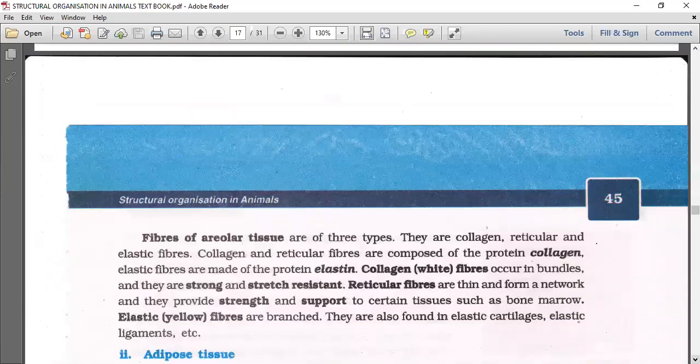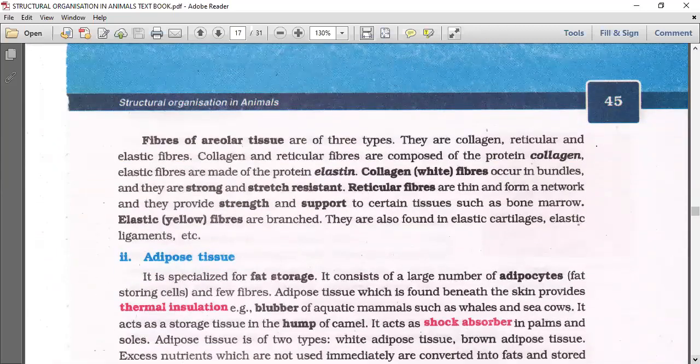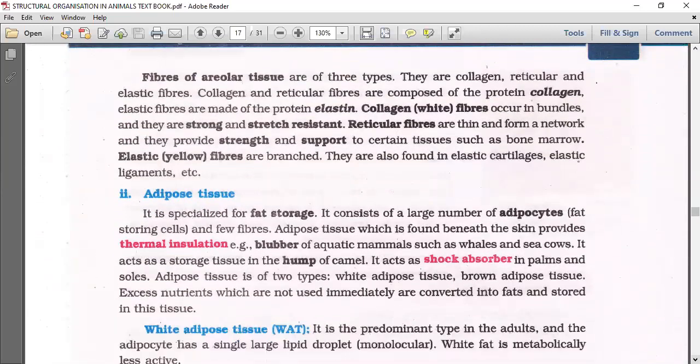Then the fibers. There are about 3 types of fibers we learned already. Let us see how it is given in the textbook. The fibers of areolar connective tissue are of 3 types: collagen, reticular, and elastic fiber.